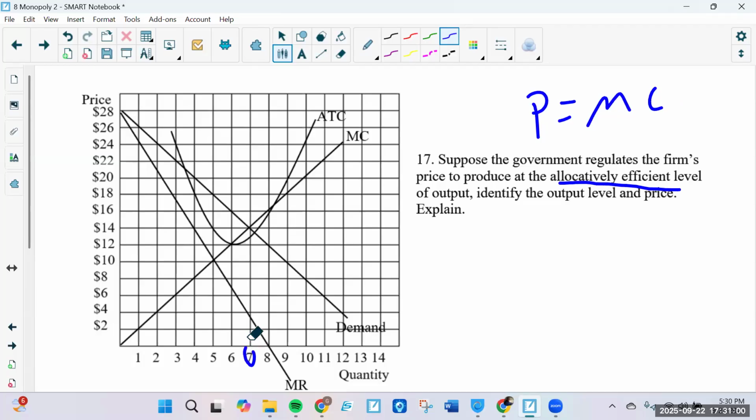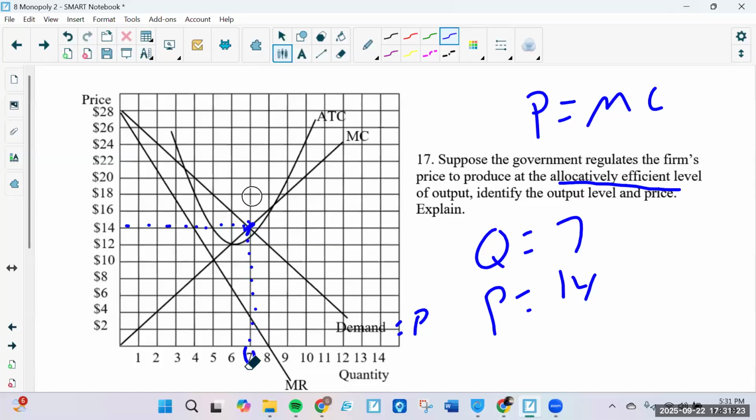So the government's telling them they have to produce 7 units, where price equals marginal cost right there, right? So they're now going to charge $14. So the price is going to come down. The quantity is going to equal 7 and the price is going to equal $14. And students always say, well, that's dumb. Before they were charging 18. Why don't they charge 18 now?